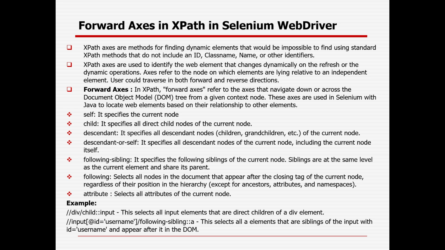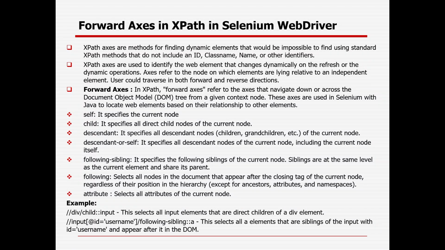Following-sibling selects the following siblings of the current node. Siblings are at the same level as the current element and share its parent. Whereas following selects all nodes in the document that appear after the closing tag of the current node, regardless of their position in the hierarchy, except for ancestors, attributes, or namespaces. Whereas attribute selects all attributes of the current node.